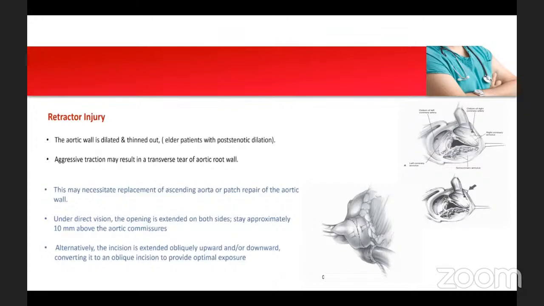Repairing this complication might necessitate replacement of the ascending aorta or patch repair of the aortic wall. To extend the opening, it is extended on both sides, staying approximately 10 millimeters above the aortic commissures. Alternatively, the incision is extended obliquely, upward or downward, converting it to an oblique incision to provide optimal exposure.